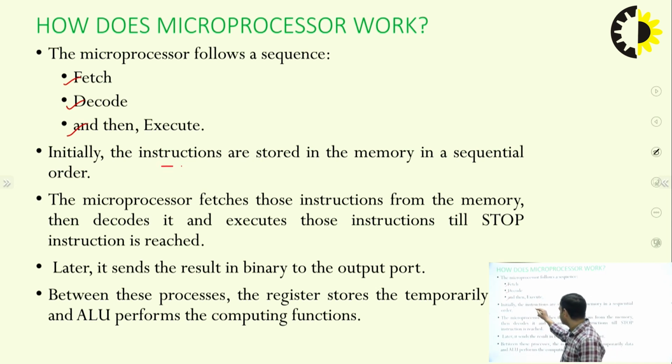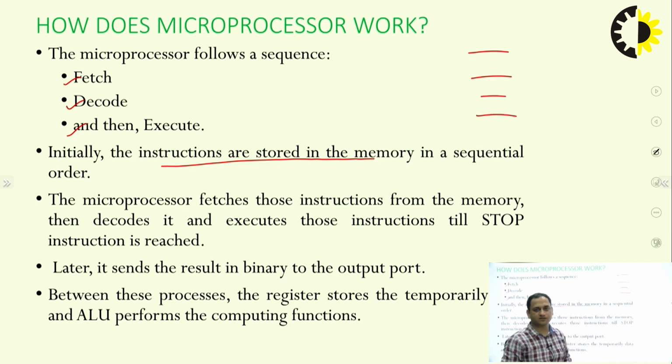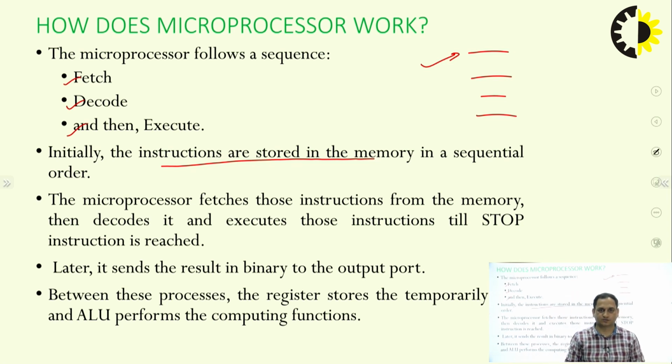Initially instructions are stored in the memory in a sequential manner like this, 1, 2, 3 and so on. These are different instructions, and the microprocessor fetches the first instruction from the memory, then decodes and executes it until the stop occurs. Later the next instruction will be fetched, decoded and executed. The operations performed in the microprocessor, in the ALU, are arithmetic and logic operations.